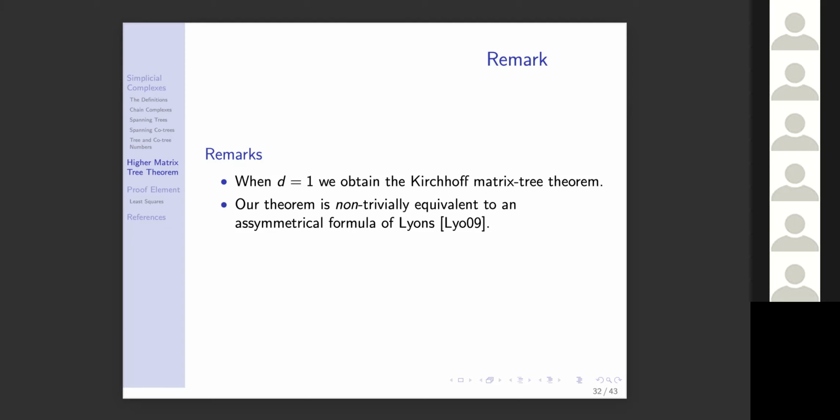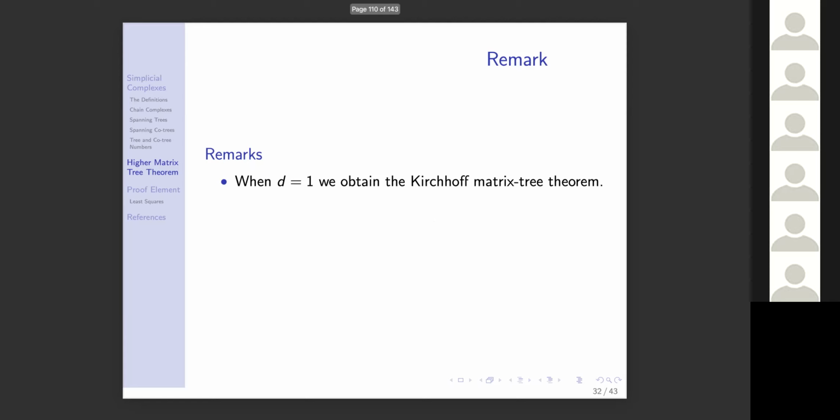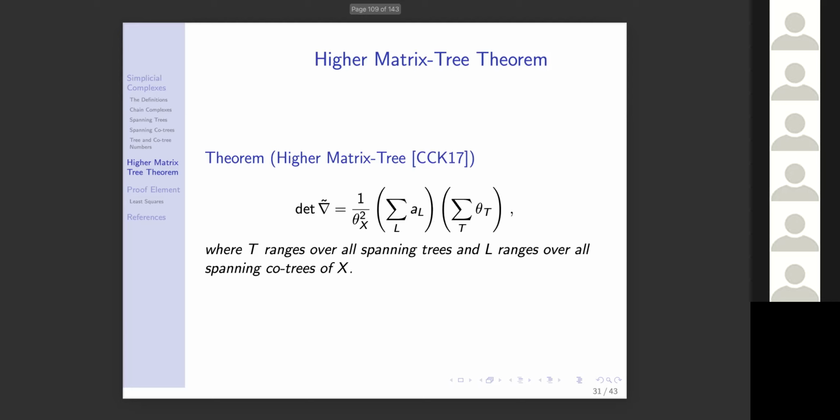And the other remark I want to make is our theorem is not stated anywhere else, except that it turns out, and this was work on our part, it's non-trivially equivalent to a formula, which I call an asymmetrical formula due to Lyons in 2009. So Lyons has, at the end of his paper in 2009, some strange formula, which he calls a matrix tree formula. We didn't notice this until after we wrote our paper, but it looks nothing like this. And through some effort, like 2 pages of work, we were able to show our formula was equivalent to his, but it was non-trivial.